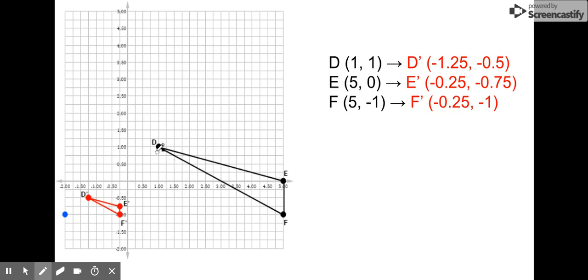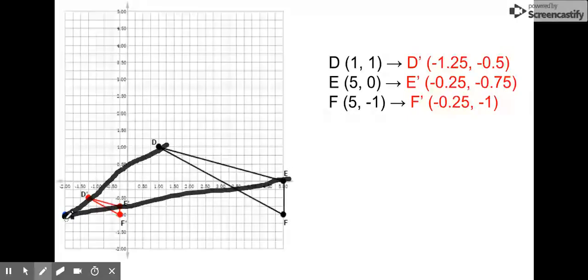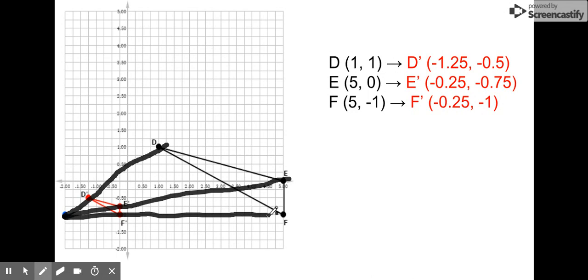We can see the orientation is maintained. So like D, F, E, we're moving counterclockwise. D prime, F prime, E prime, also counterclockwise. If we connect our pre-image and image points, they all pass through the center of dilation. Again, seriously use a ruler. I think that's really going to help you, because you could force anything to look like it goes through, right? But they really genuinely are straight lines that all pass through the center of dilation. That's kind of the gist here.